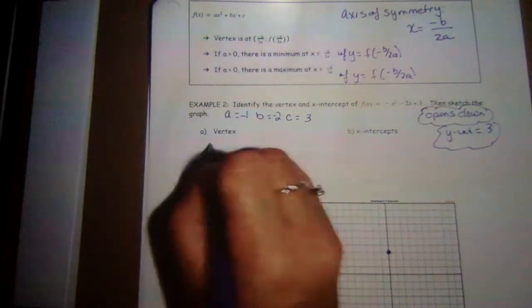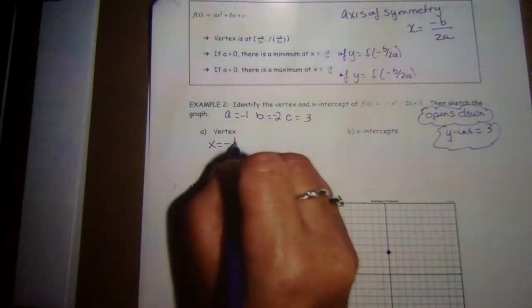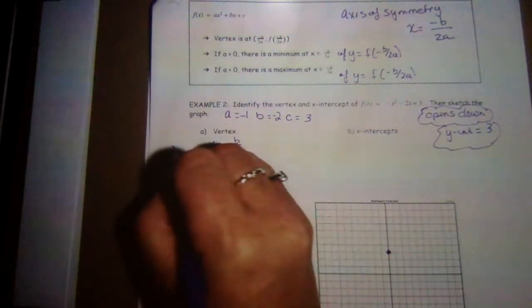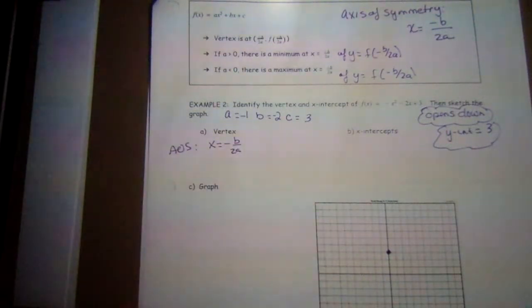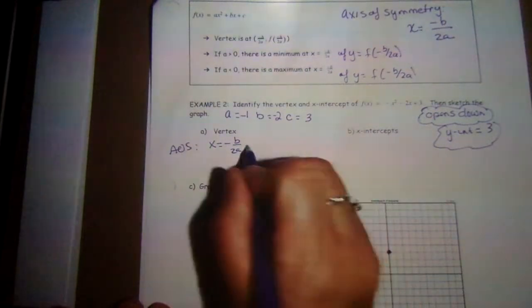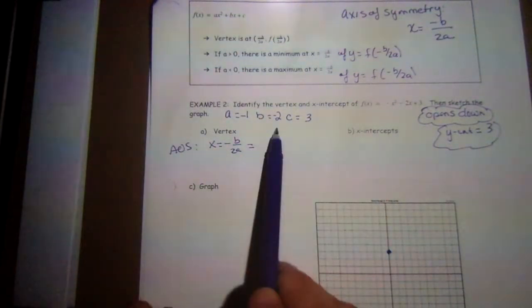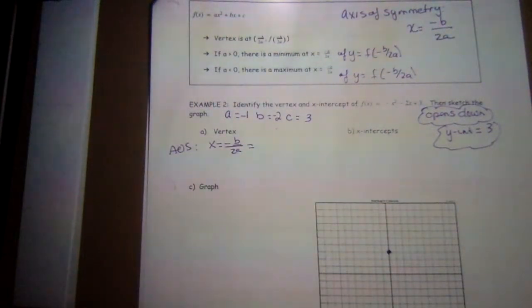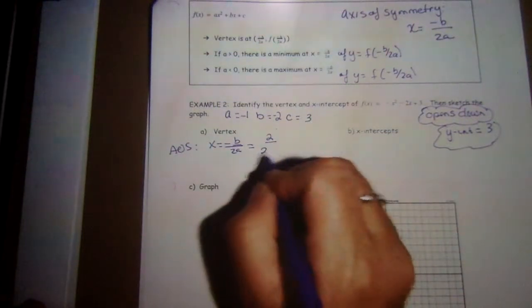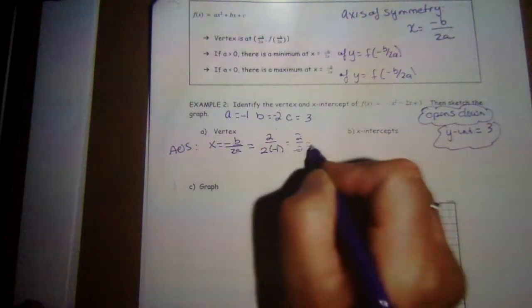So x equals negative b over 2a. We have to find that axis of symmetry first. If b is negative 2, what goes on top? 2 over 2 times a, which is 2 over negative 2, which is negative 1.